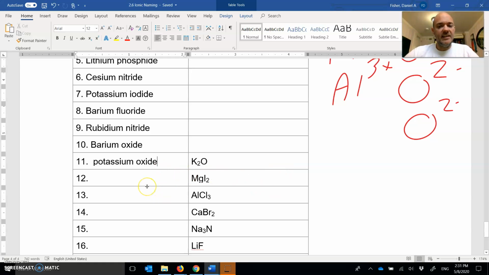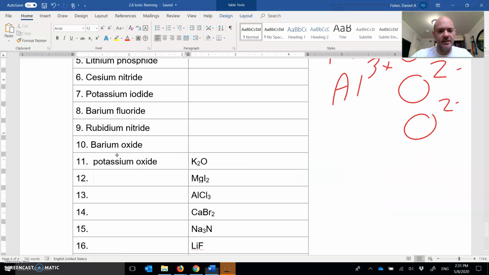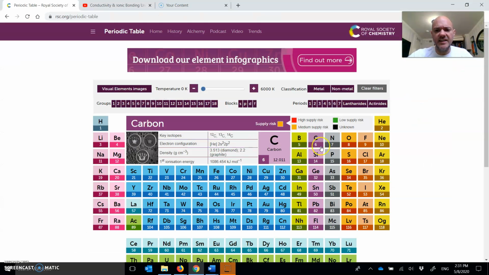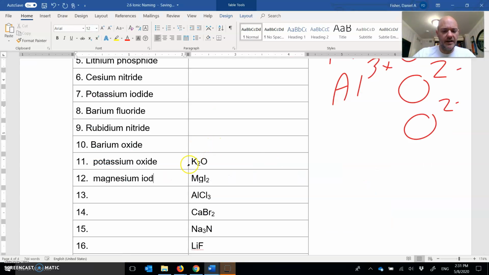All right, last example down here. Let's do the next one. So Mg, we're going to come over to the periodic table. Where is Mg? There it is. Magnesium. All right, magnesium. And then that is an I, so I'm going to come over here and look for I. I is iodine, so iodide. Magnesium iodide. Super simple. I hope this part is super simple for you.